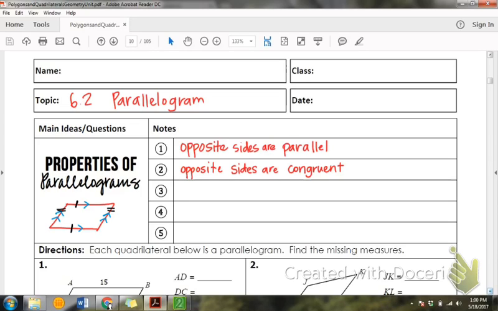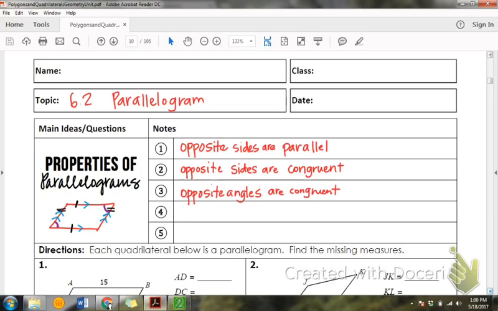The third thing in a parallelogram is that opposite angles are congruent. Opposite angles are congruent. So in our diagram, that would look like this angle down here is congruent to this angle up here.